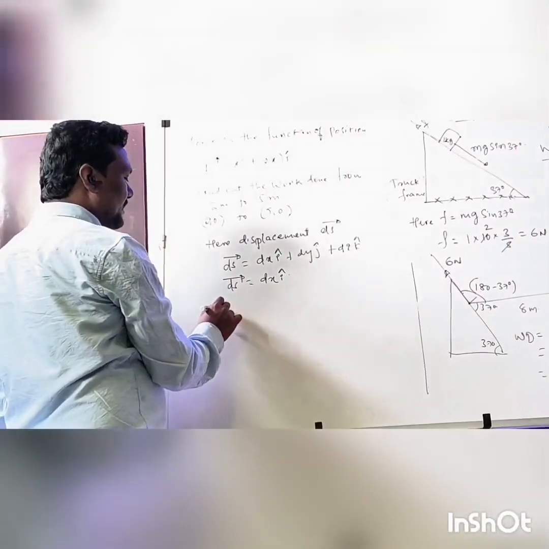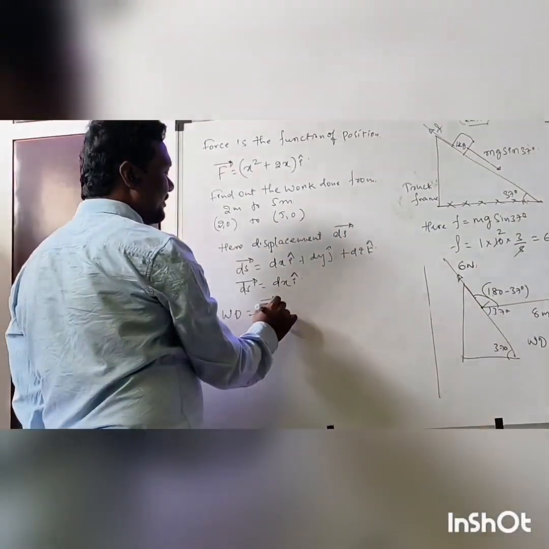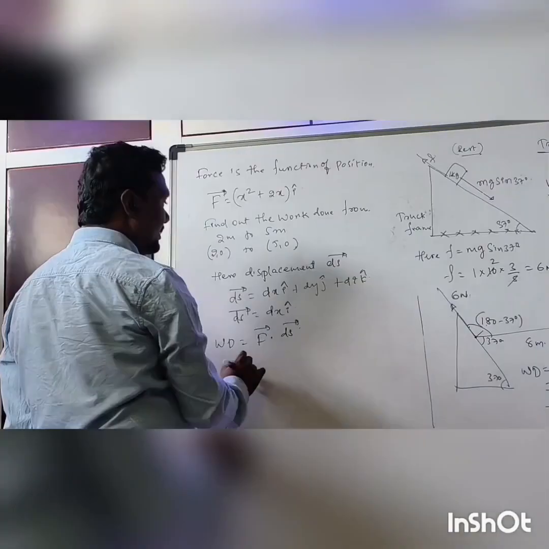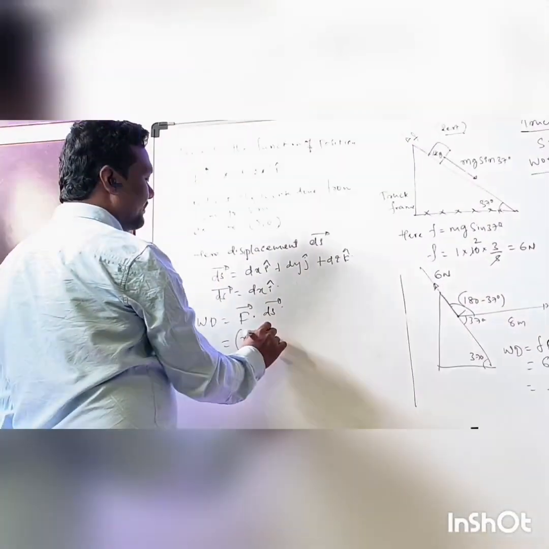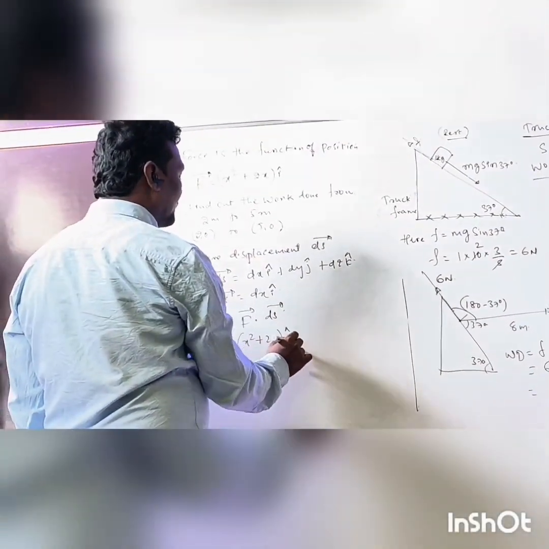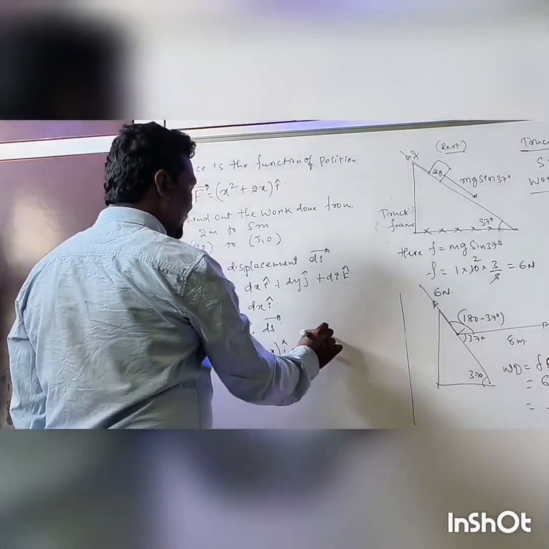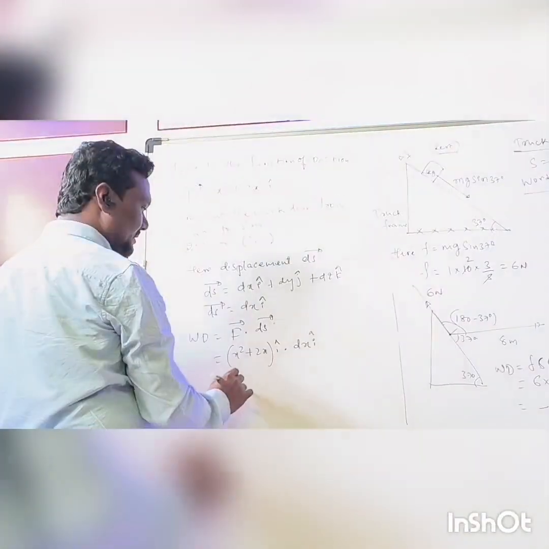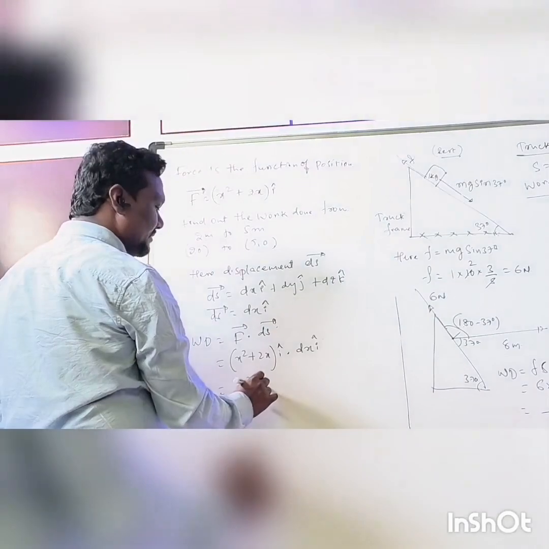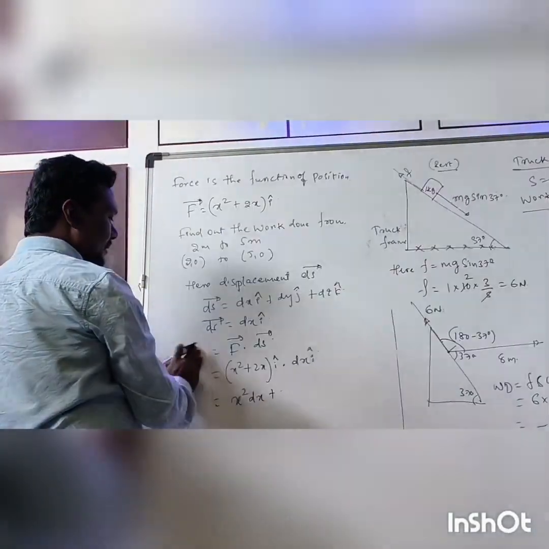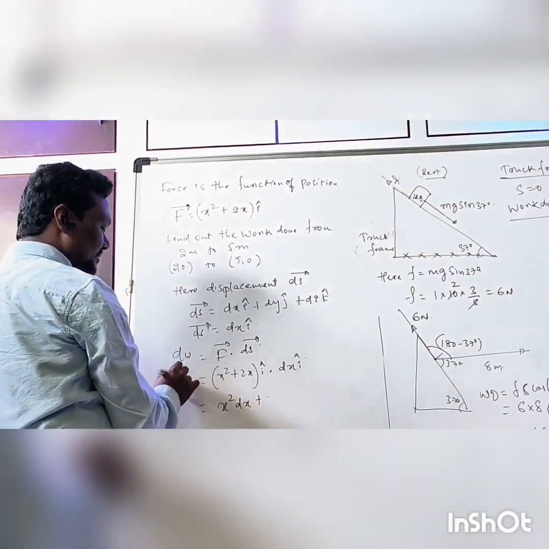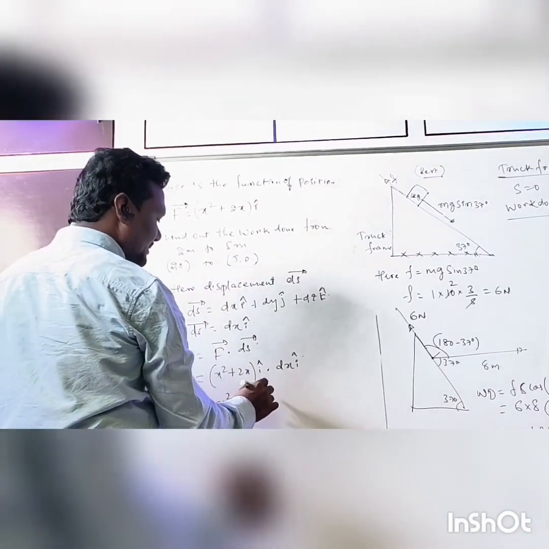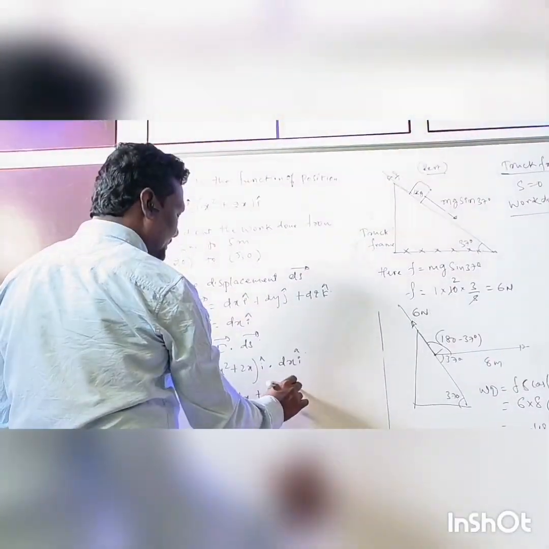Then can I write work done is equal to F bar dot ds bar? So what is F bar? (x square plus 2x) i cap. Dot, what is ds bar? That is nothing but dx i cap. Now I can write it as x square dx plus 2x dx. Let's say this is dw, because it is a small displacement: dw equals x square dx plus 2x dx.